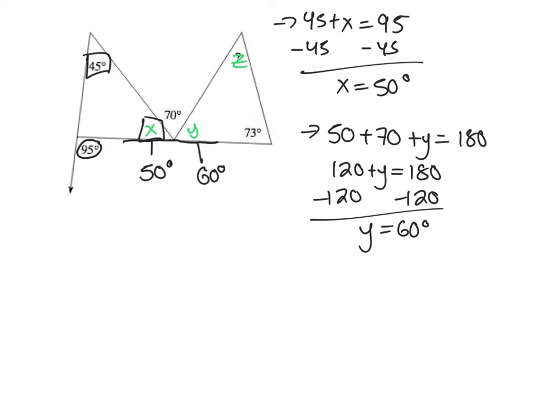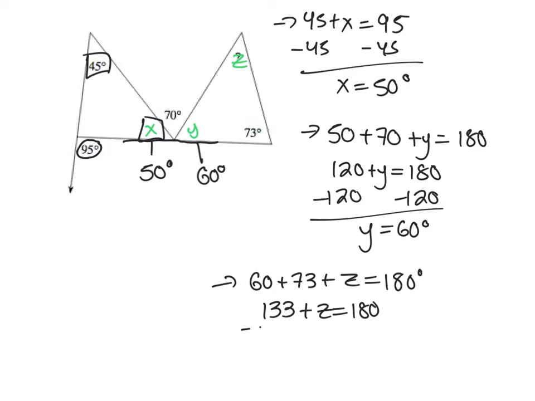To find z, we add 60 plus 73 plus z and set it equal to the sum of the interior angles of a triangle, which is a very familiar number. It's 180 degrees. So 60 plus 73 is 133, and it's equal to 180. To solve for z, we subtract 133 from both sides, and z is 47.